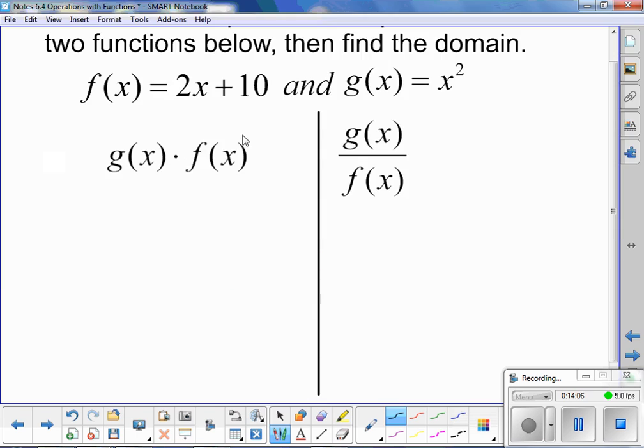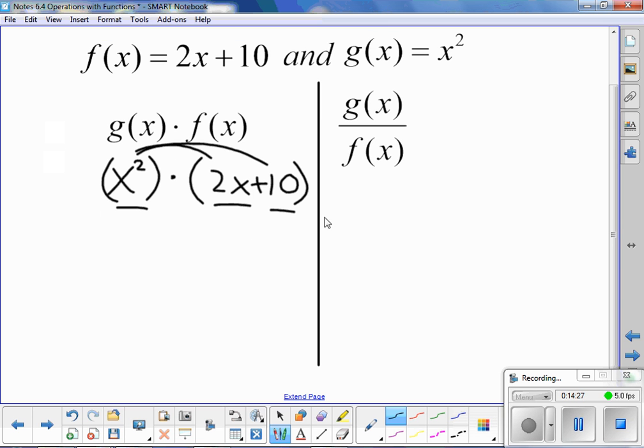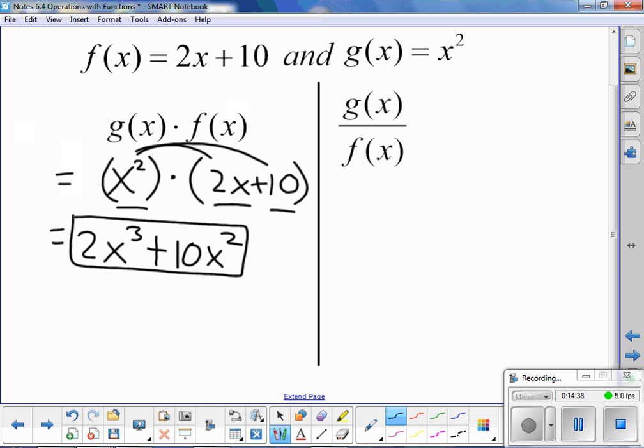So g of x times f of x. So what we're going to do is we're going to take the g of x function, which is x squared. So x squared. And we're going to multiply it to 2x plus 10. We only got one term here. We got a binomial here. So what we're going to do is basically just distribute because it's multiplying. You can do the box method too if you still feel comfortable with that. So x squared times 2x is a 2x cubed. X squared times 10 is a 10x squared. That's it. These are not like terms, can't put them together.